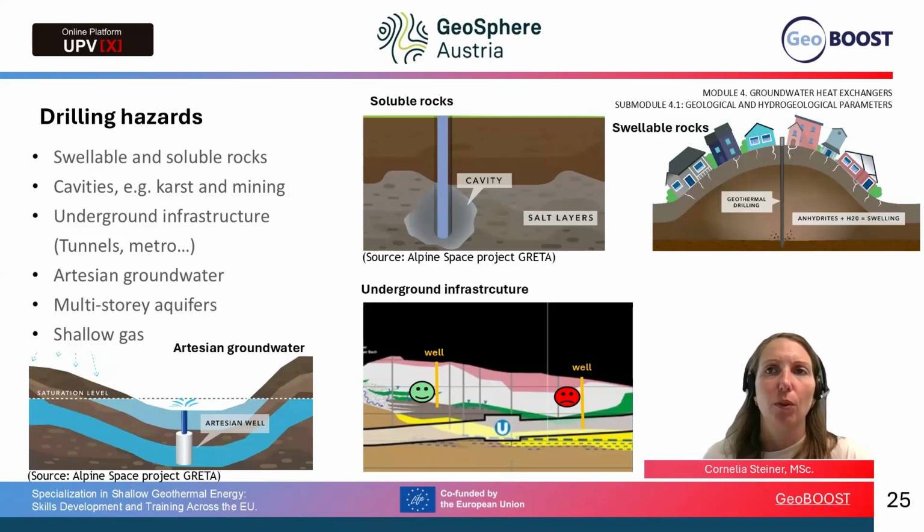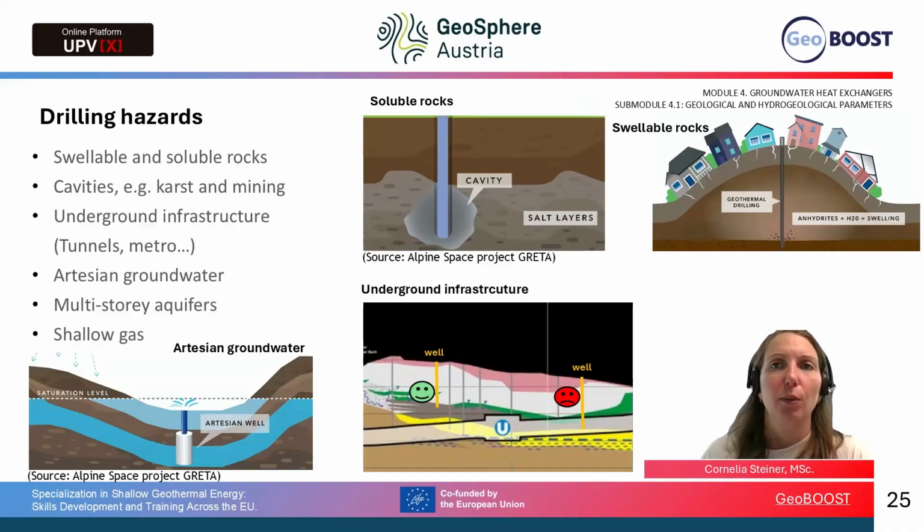When drilling any borehole, one should be aware of any swellable or soluble rocks that might lead to unexpected changes of volume in the underground. Cavities in the underground due to karstification or mining processes can pose a drilling hazard. Same goes for the existing underground infrastructure. You definitely do not want to drill into any metro tunnels. Artesian or confined groundwater and shallow gas occurrences are the last drilling hazards to be mentioned here.